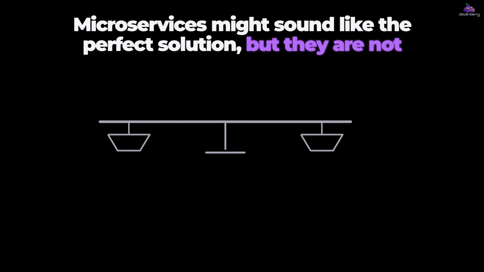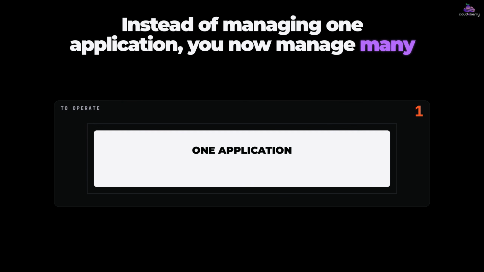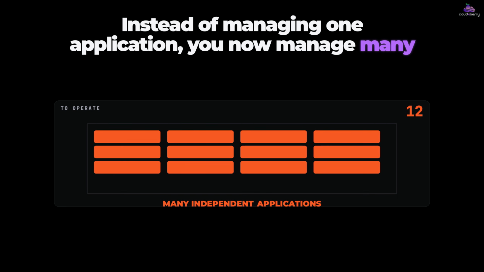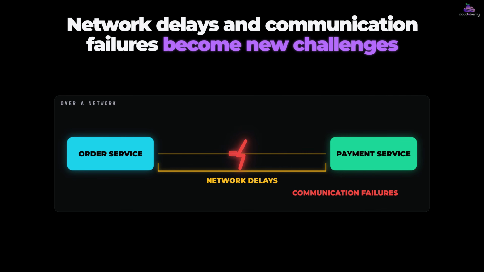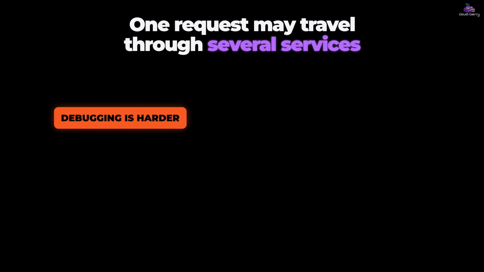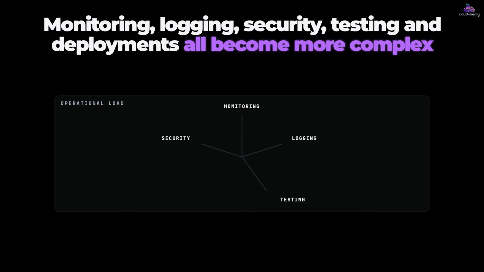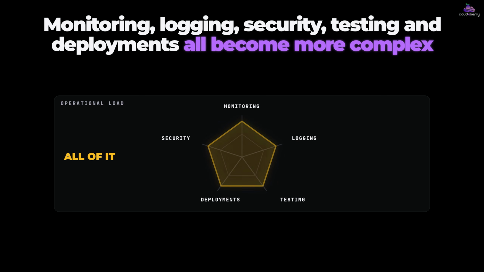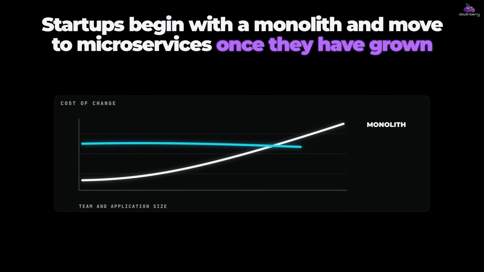At this point, microservices might sound like the perfect solution, but they are not. Instead of managing one application, you are now managing many independent applications. These services communicate over a network, so network delays and communication failures become new challenges. Debugging is also harder because one user request may travel through several services before it is completed. Monitoring, logging, security, testing, and deployments all become more complex. This added complexity is the reason many startups begin with a monolith and move to microservices only after their application and engineering team have grown large enough to benefit from this architecture.